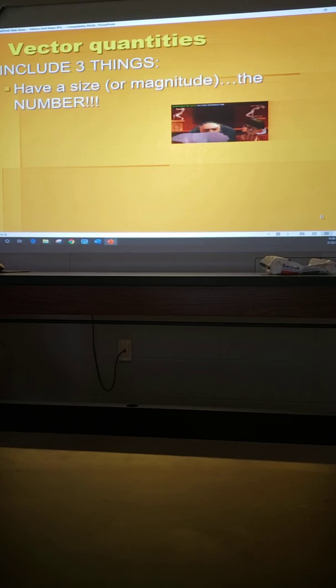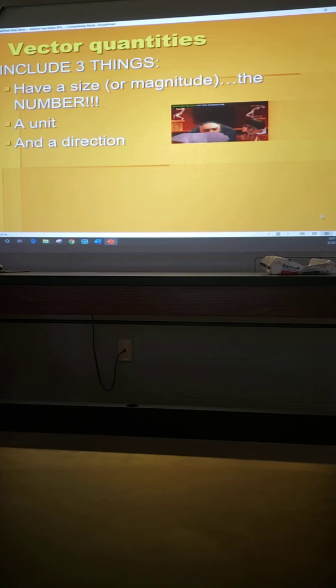But for a quantity or an amount to be considered vector, it has to have 3 parts, all right? So it has to have a size or a number, which sometimes we'll call a magnitude, right? But basically, it's the number. It also needs to have a unit, so like a kilometer, a mile, an hour, maybe a degree in Fahrenheit, right? Any kind of unit. And then here is the key. It has to have a direction.